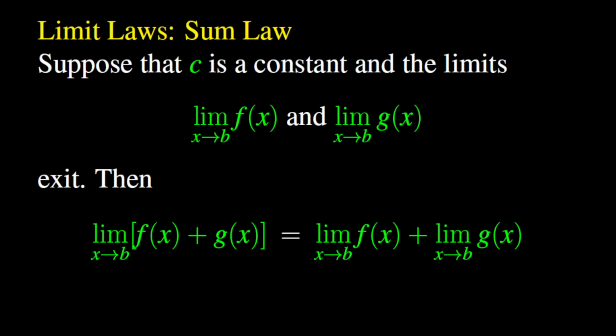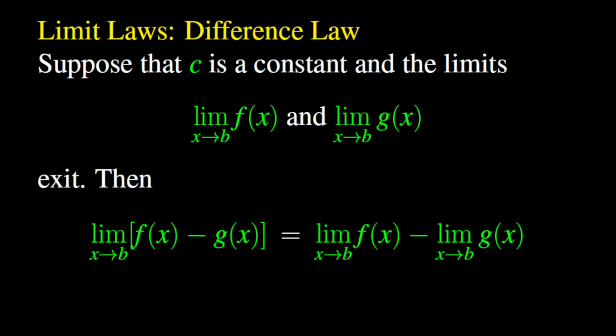Suppose that the limit as x goes to b of f of x and the limit as x goes to b of g of x exist. The first limit law we review is the sum law. The limit as x goes to b of the sum f of x plus g of x is equal to the sum of limits. The second limit law is the difference law. The limit as x goes to b of the difference f of x minus g of x is equal to the difference of limits.